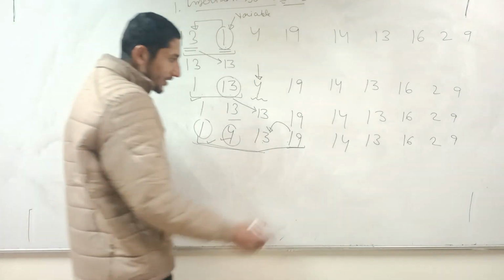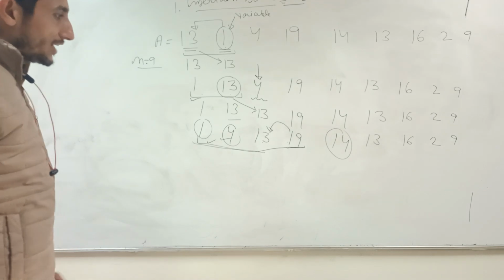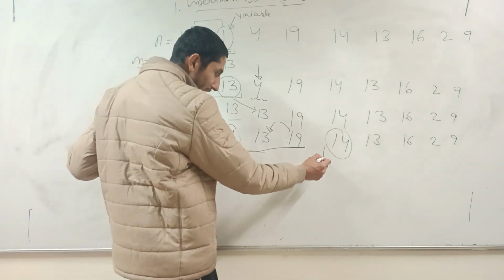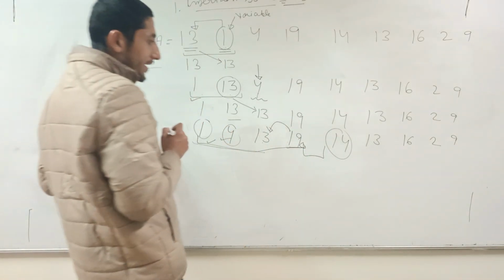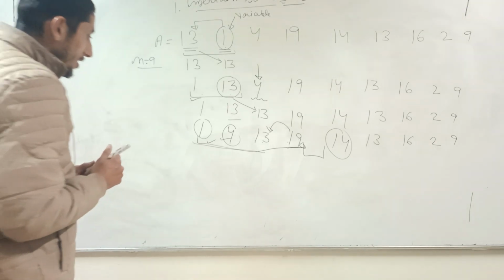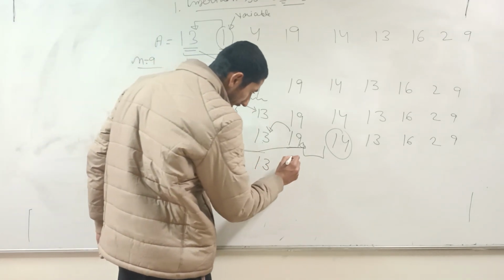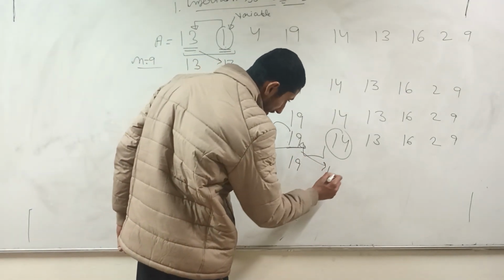Now the processing will start with 14. I will compare 14 with 19. The moment I realize that 14 should come at the left side of 19, I will keep the remaining elements as they are and I will make a copy of 19 here.